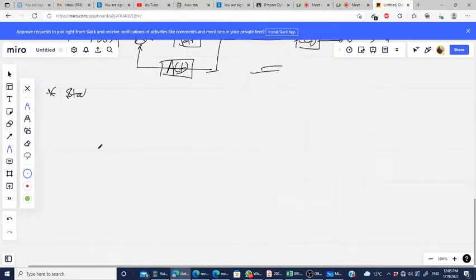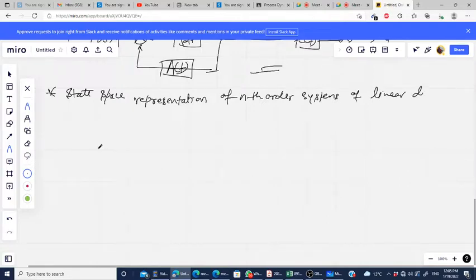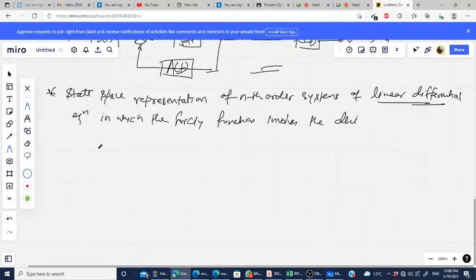Okay, so the state space representation of nth order system of linear differential equation. Right now we are only focusing on the linear differential. We will also see the non-linear and the time varying system. Okay, but one by one we are changing the scenario. So here is the state space representation of nth order system of linear differential equation in which the forcing function involves the derivative term, right? Derivative term. अगर derivative term होगा तो क्या होगा? Now we are going to see.